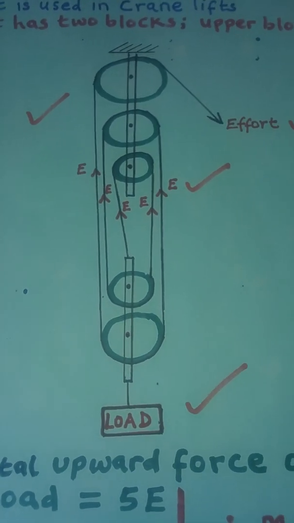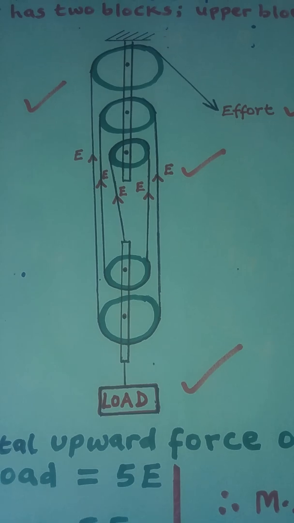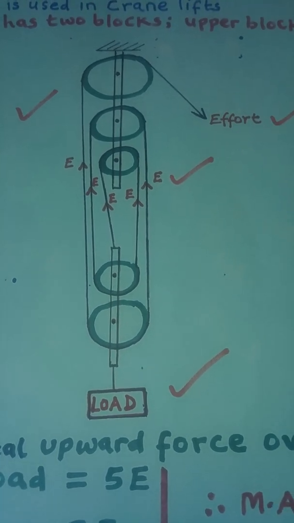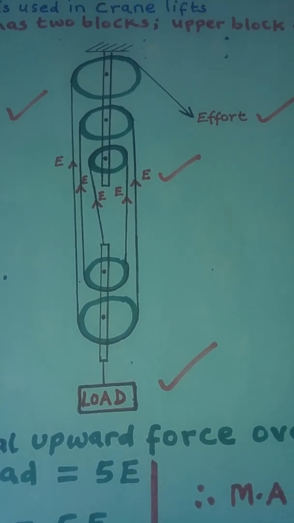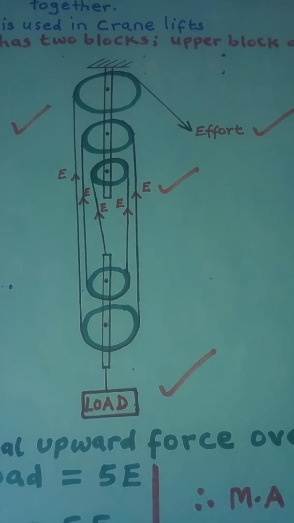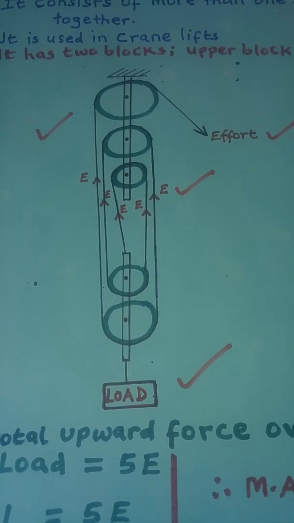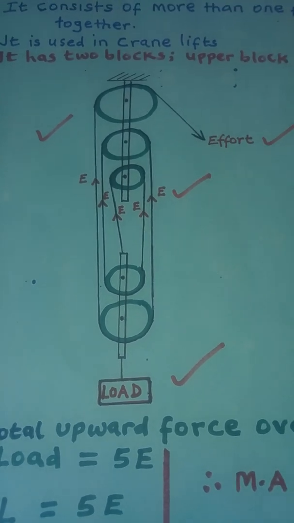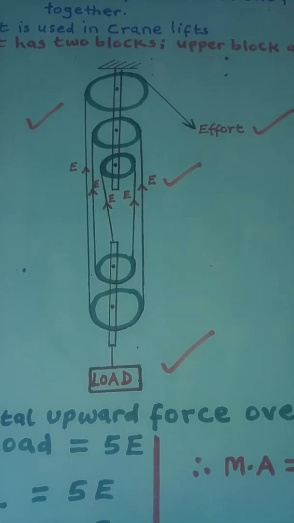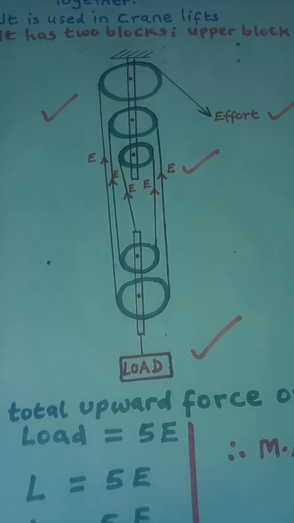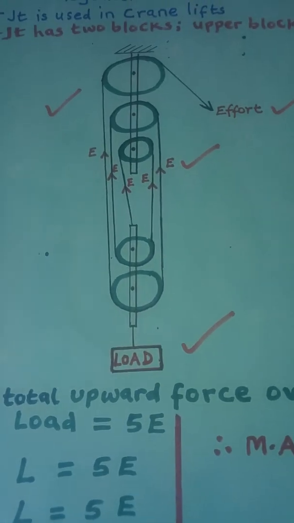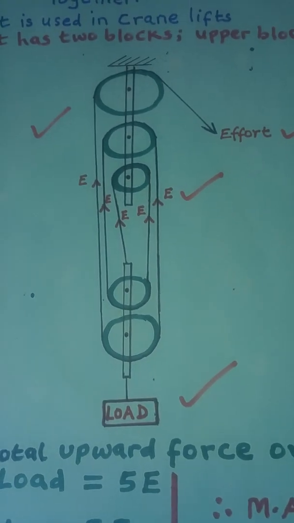In a single fixed pulley, we said the pulley should be only one. Single means one. And it is fixed, meaning that it does not move. Then in a single movable pulley, still the word single is there, meaning the pulley should be one, but this time it is able to move. But when you come to the block and tackle, you will always have more than one pulley.